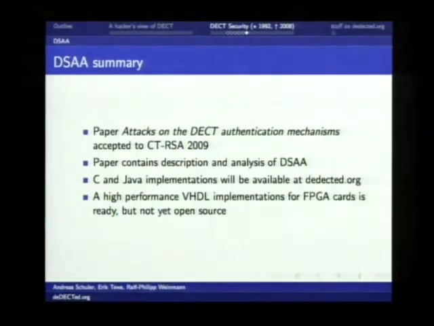This is not yet available, but it's already running, and I think we are somehow close to between 2^26 and 2^30 invocations of the cipher per second, depending on the FPGA. This will most probably be available soon. So now I will hand over to Ralph.